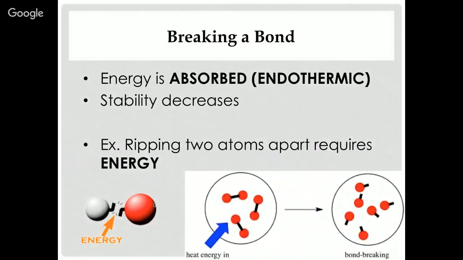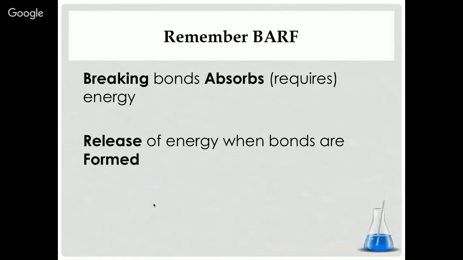Breaking a bond, when we break a bond, energy is absorbed. That's an endothermic process. And because of that, the stability decreases. So a good example would be ripping apart 2 atoms requires energy. And an easy way to remember that is BARF: breaking bonds absorbs energy, and releasing formed.